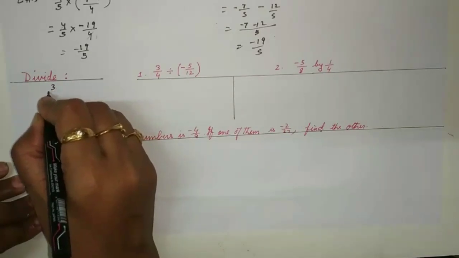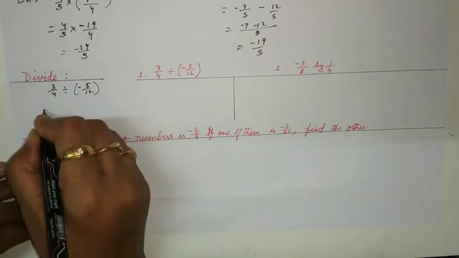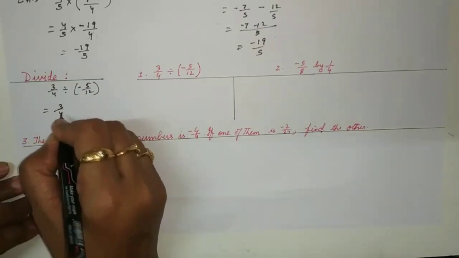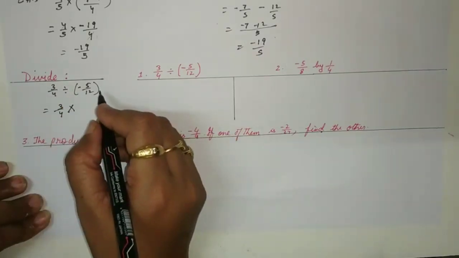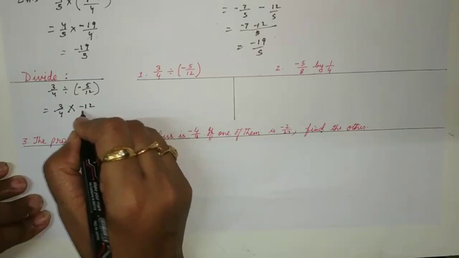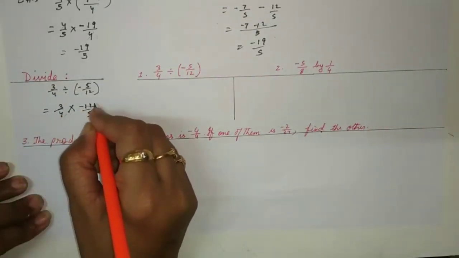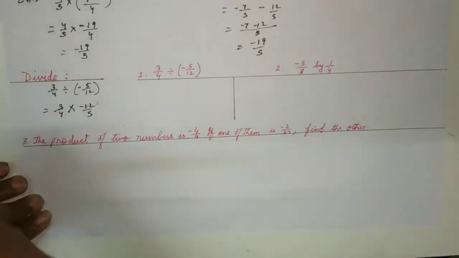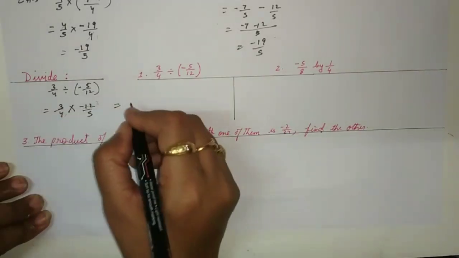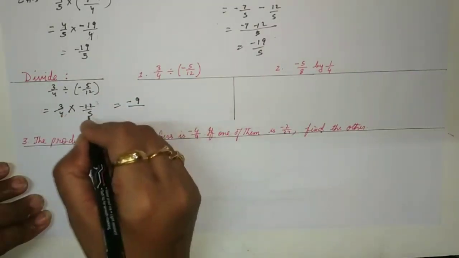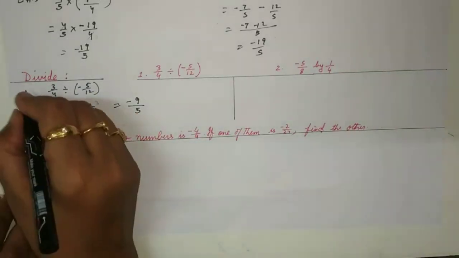So 3 by 4 divided by minus 5 by 12, and the method is: first fraction, division changes into multiplication, the second fraction's reciprocal, minus 12 by 5, and the common factor is cancelled, 4 ones are 4, 4 threes are 12. So your answer becomes minus 3 into 3 is minus 9, 5 into 1 is 5. This is question number 1.